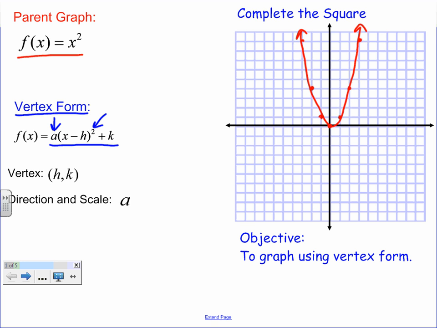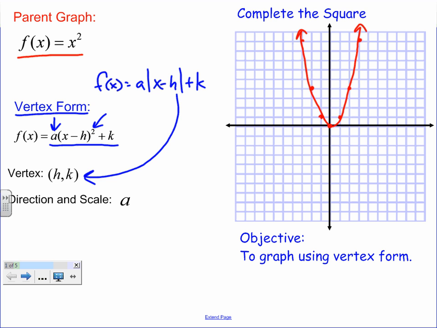This is very similar to when we had absolute values. Remember absolute value, we had f of x is equal to, and again, we didn't worry too much about an a, but you could, absolute value of x minus h plus k. And we talked about the starting point, the vertex, is at (h, k), where the h is the horizontal shift and the k is the vertical shift.